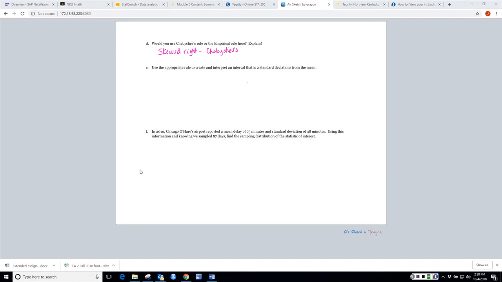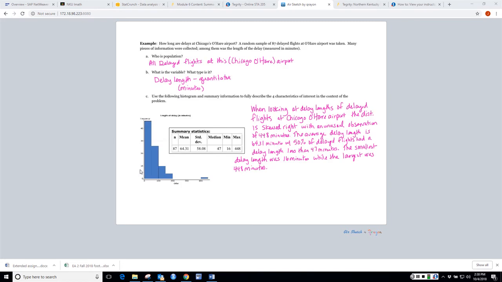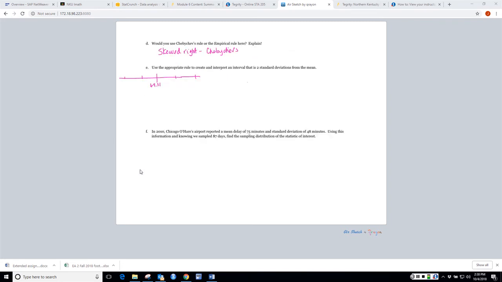So now we're going to use that rule to create and interpret an interval that is 2 standard deviations from the mean. So our mean, going back to our numbers here, was 64.31. And our standard deviation that we're going to use is the 58.08. So doing our math there, let's see what numbers we get.